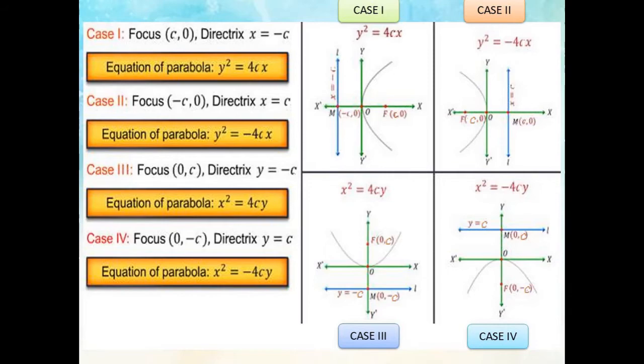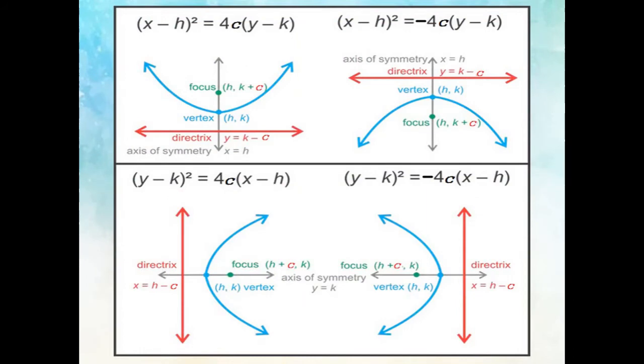Now here are the cases where the vertex is at (h, k). First case: (x − h)² = 4c(y − k). The focus is at (h, k + c). The vertex is at (h, k). The directrix is y = k − c, and the axis of symmetry is x = h.